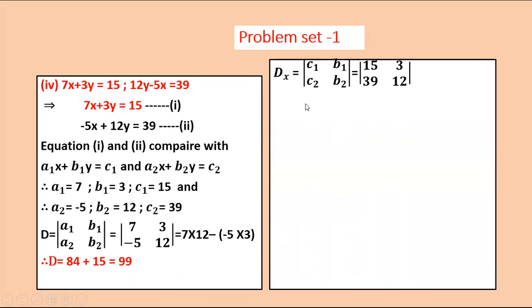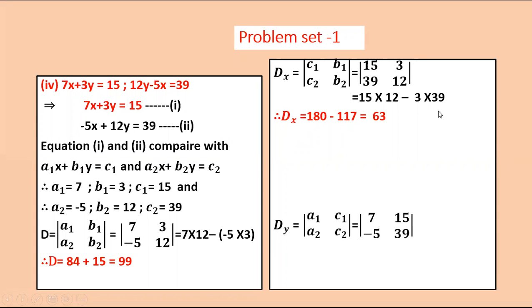And the value of Dx is equal to, in determinant, c1, c2, b1, b2, which is 15, 39, 3, 12. Substitute the values c1, c2, b1 and b2. To find the value of the determinant, 12 multiply 15 minus 3 multiply 39. 15 multiply 12 is 180, minus 117 is equal to 63. The determinant Dx is equal to 63.